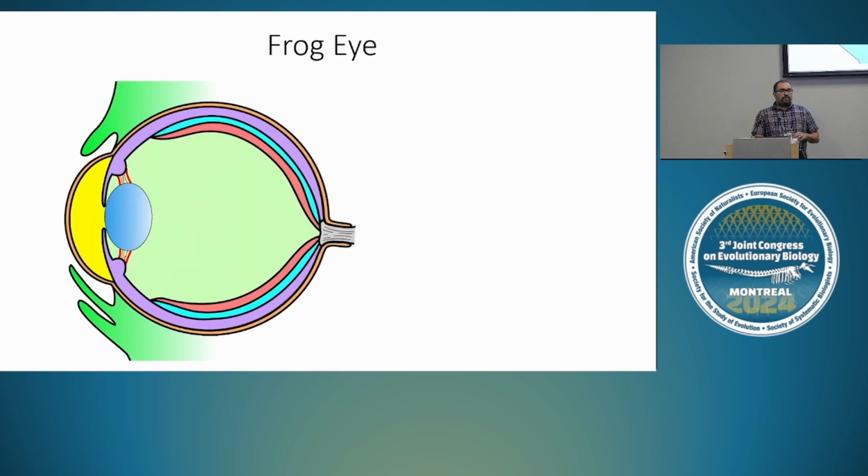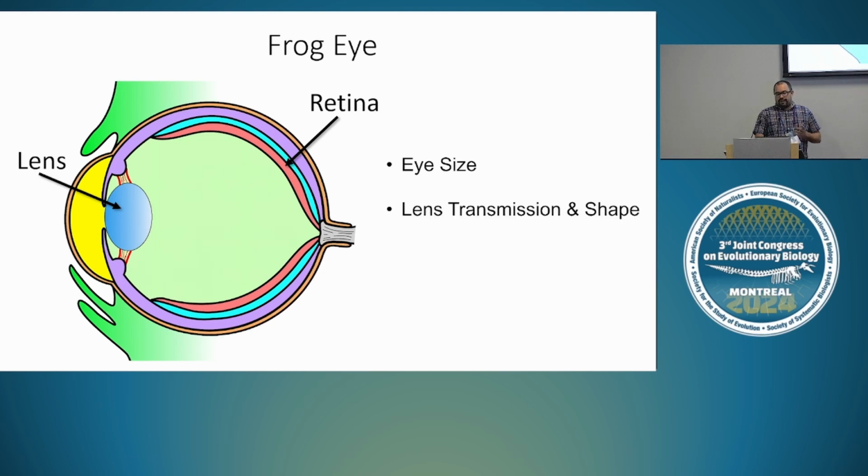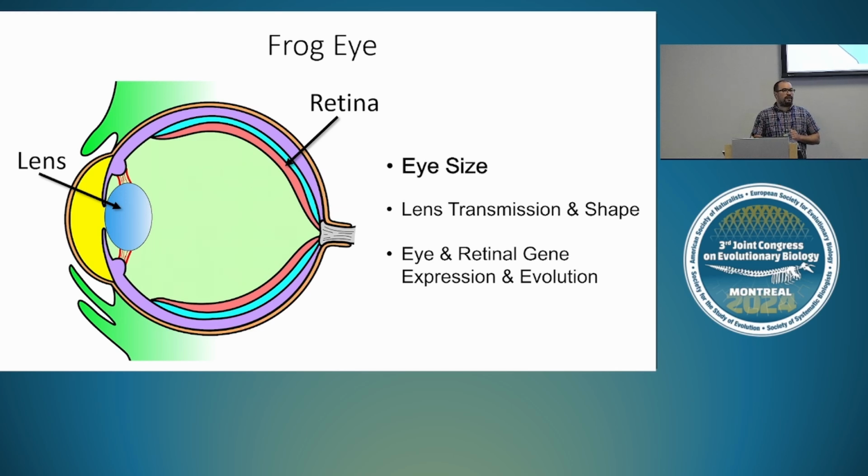All right, today I'm going to focus on three aspects of frog vision, looking at the frog eye, starting with overall eye size, and then looking at the lens and briefly at the retina. For the lens, we're going to talk about lens transmission and shape. And then within the retina, or molecular side of things, we're going to look at eye and retinal gene expression and evolution.